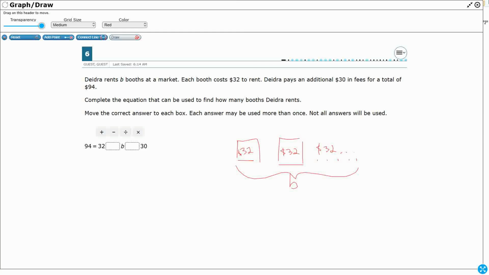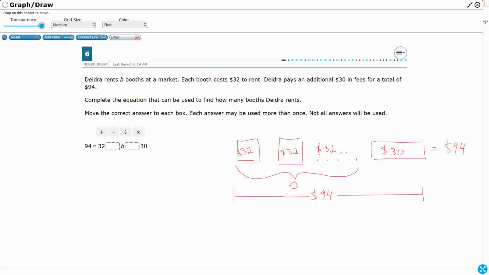Okay, so she has all of these booths for $32 each. She's also going to pay, it looks like a flat fee of $30, and all of that equals 94. And we can put it like that, or if we want to, we can make it more like a strip diagram. We kind of put it down here. Either way works to kind of show that these two are equal. And so we need to find the equation to figure out how many booths she has.